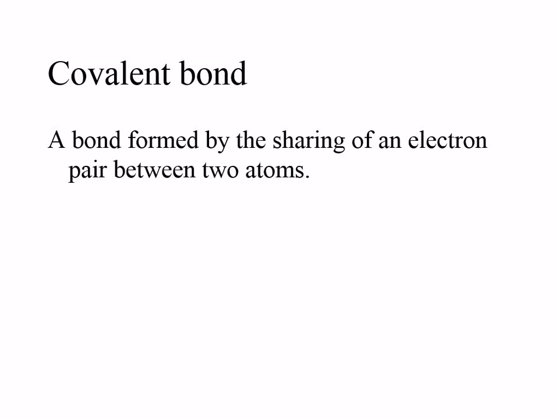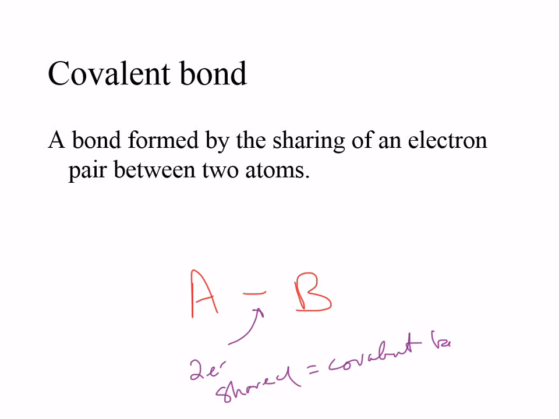So I'll go ahead and draw the A and the B again. Atom A bonded to atom B, right? We said that if those 2 electrons are shared, we call that a covalent bond. Those 2 atoms are stuck together with a chemical bond called a covalent bond. A pair of electrons are shared.